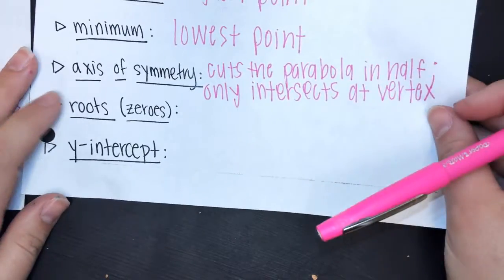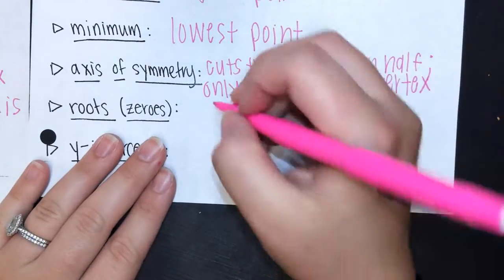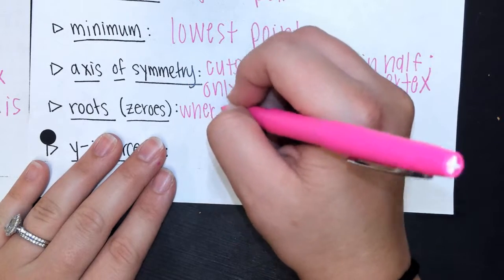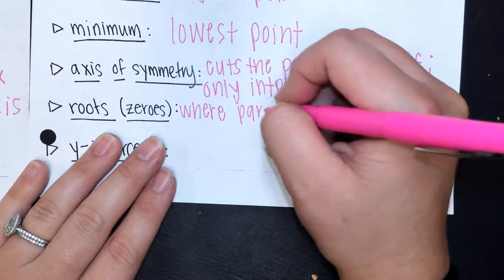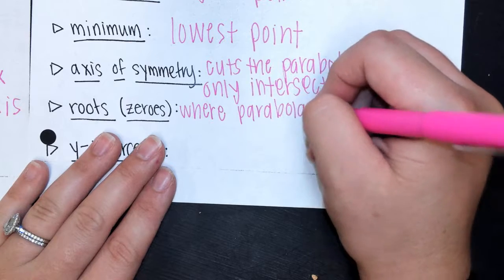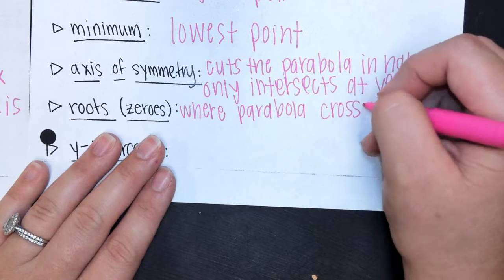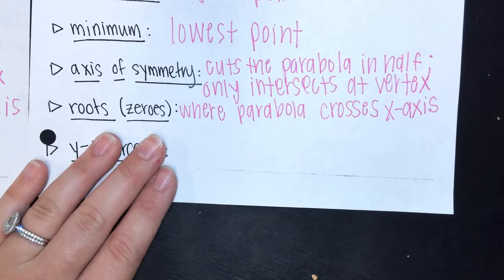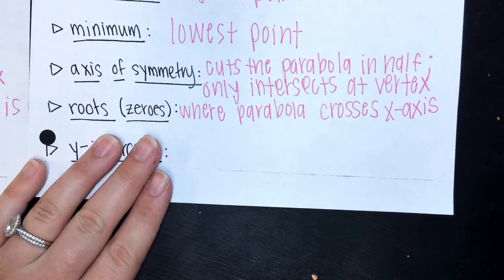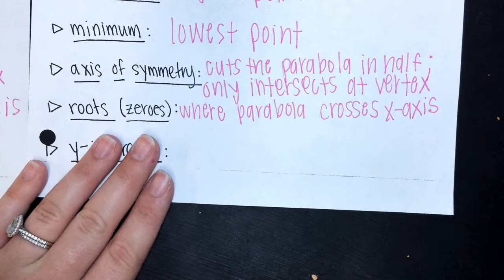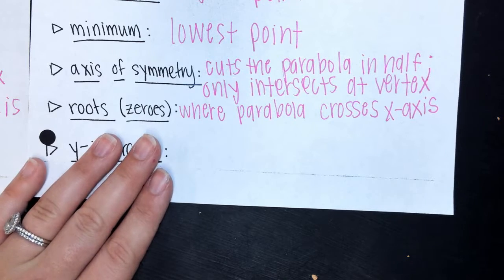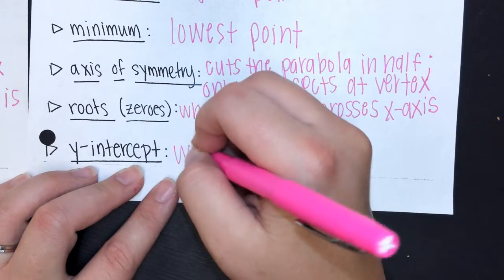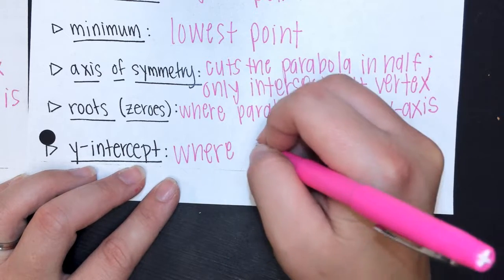Okay, next we have our roots or zeros. It's wherever the parabola, so our graph, crosses the x-axis. And our y-intercept is where it crosses the y-axis.